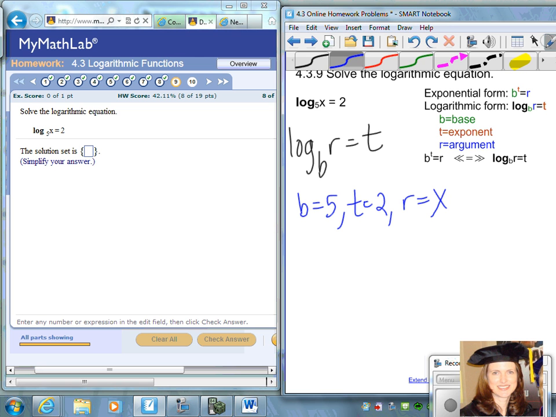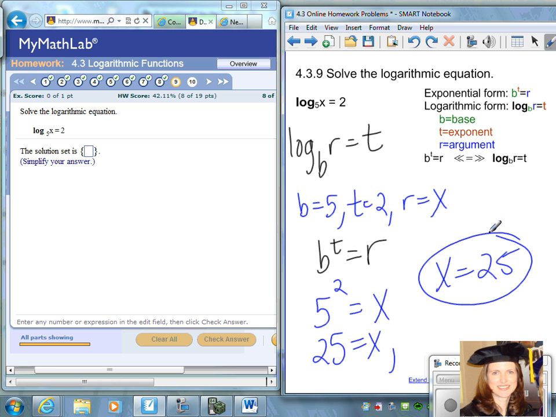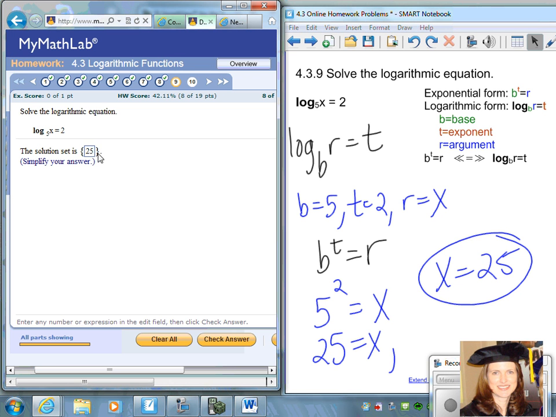We're going to convert this now to b to the t equals r, rearranging those three parts of a logarithmic equation to get 5 to the second power equals r, which is x. So we have 5 to the second power equals x, that's 25 equals x, or we can write x equals 25. So we can solve the logarithmic equation by converting to exponential form and solving. Check our answer.